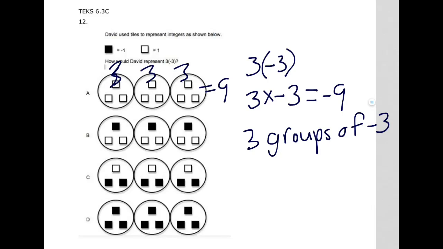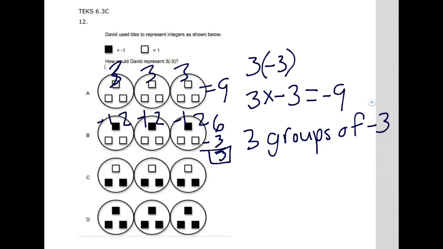Here I've got 1 negative and 2 positive in each one. So 1 negative and 2 positive, 1 negative, 2 positive, 1 negative, 2 positive. If I add those up, I've got 6 positive and 3 negative. Those cancel out. I've got an answer of 3 here, which is not what I'm looking for. So that's incorrect.